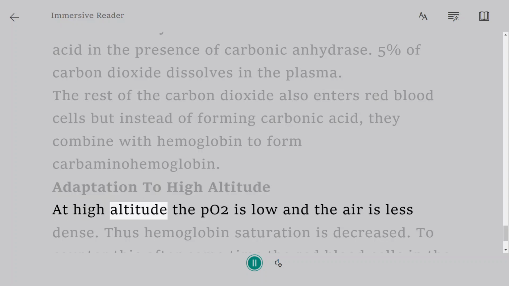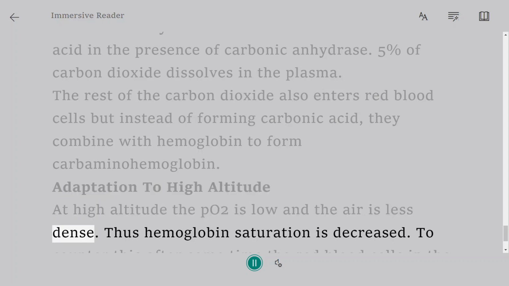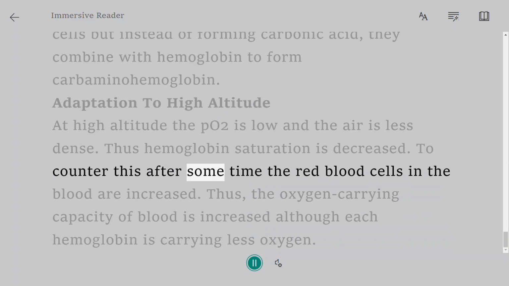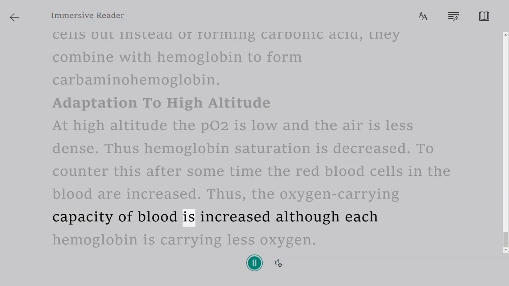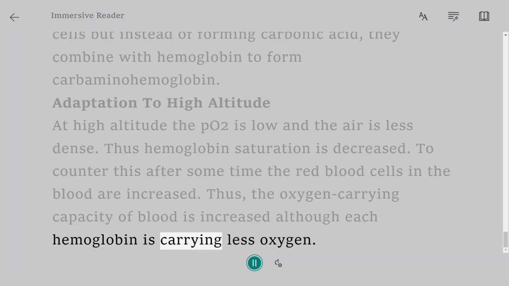Adaptation to high altitude. At high altitude the pO2 is low and the air is less dense. Thus hemoglobin saturation is decreased. To counter this, after some time the red blood cells in the blood are increased. Thus, the oxygen carrying capacity of blood is increased, although each hemoglobin is carrying less oxygen.